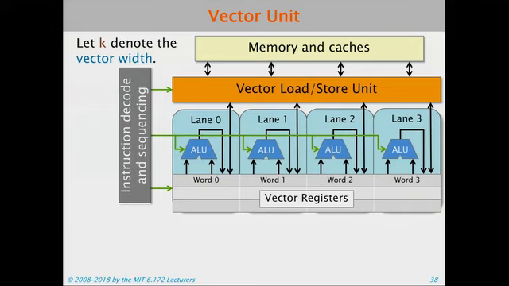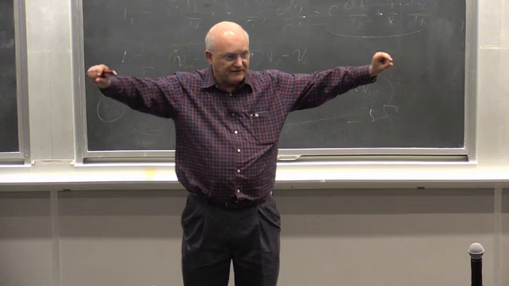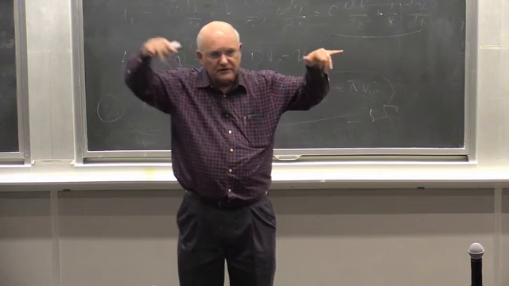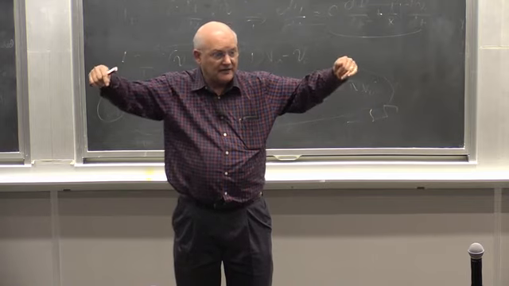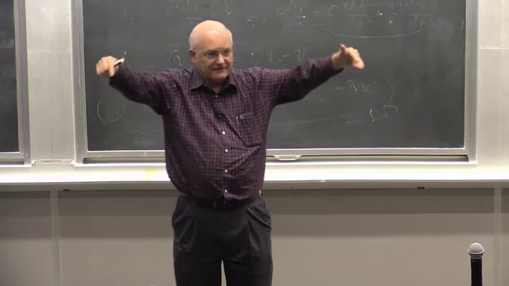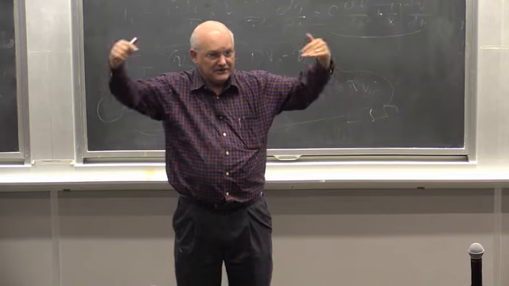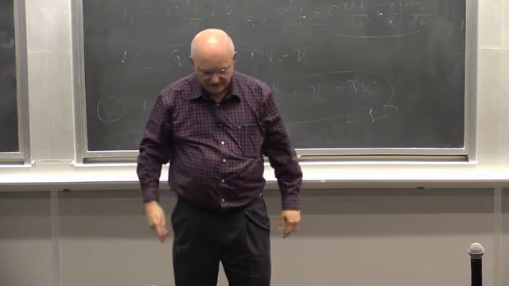Each of them is often called a lane, L-A-N-E. And the X is the vector width. When the instruction is given, it's given to all of the vector units, and they all do it on their own local copy of the register. So the register you can think of as a very wide thing broken into several words. And when I say add 2 vectors together, it'll add 4 words together and store it back into another vector register, okay?